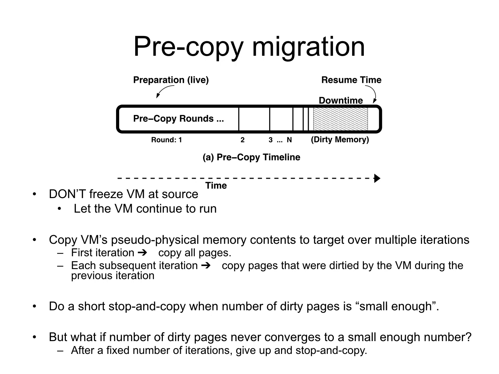The steps are as shown. We don't freeze the VM at the source. We let the VM continue to run. And as it is running, we start copying the memory pages one by one from source to destination. The migration manager at the source will take a page, send it to the destination, then take another page, send it to the destination, and so on till it's done with all the pages.